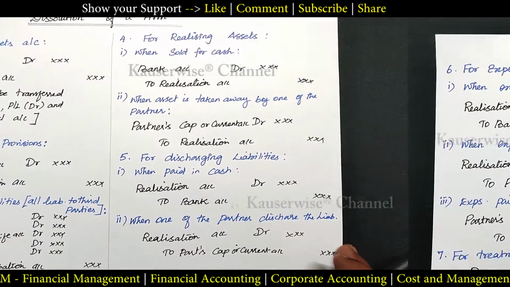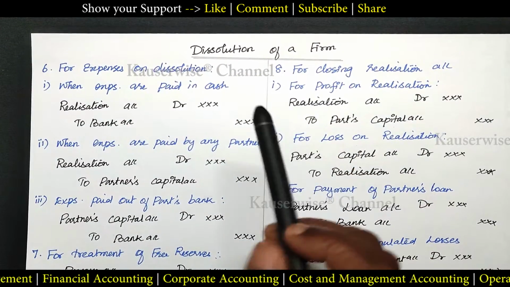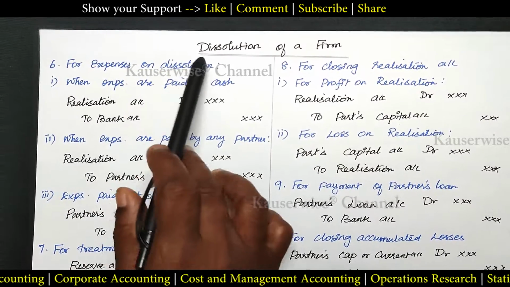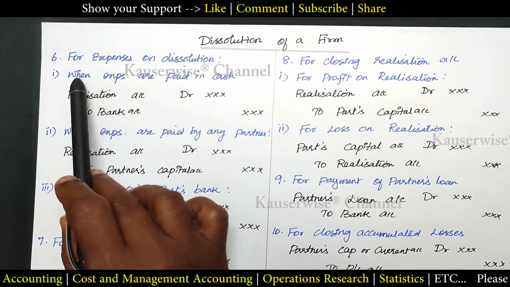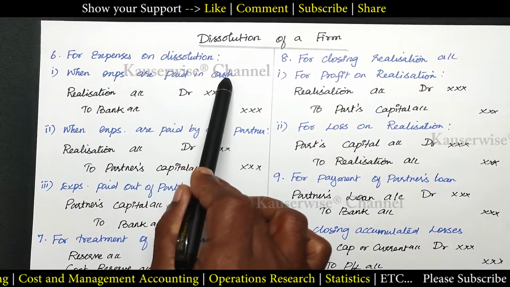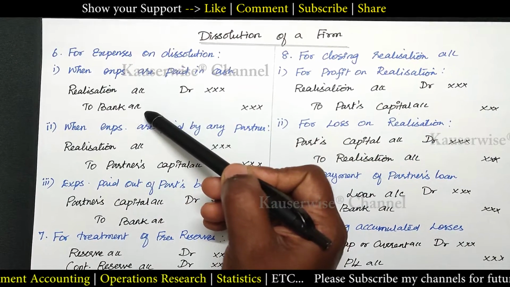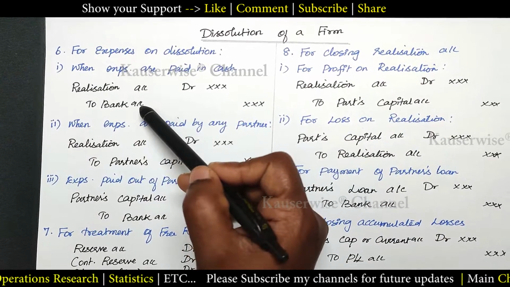The next one, after repayment of all the third party liabilities, the next transaction will be for expenses on dissolution. So dissolution expenses. For that, what is the entry? The first case, when expenses are paid in cash, the entry is realization account debit to bank. So this is the entry for payment: realization account debit to bank.